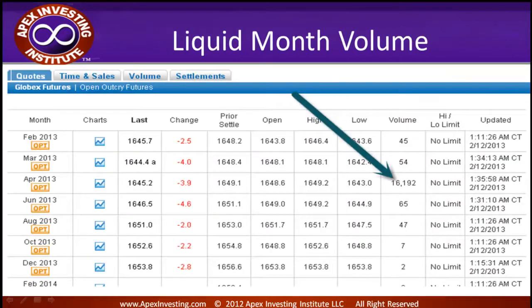So with all those contract months, which one is most heavily traded? Well, it's really simple. If you go to the CME's website, you can see the volume of the most liquid contract month. And you can see there's a substantial difference. 16,000 contracts currently being traded on the April gold futures contract. That's the one that most people are trading.